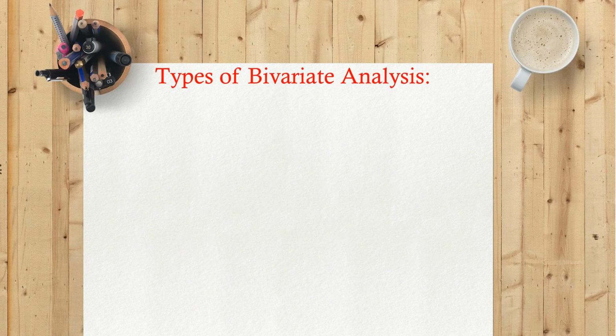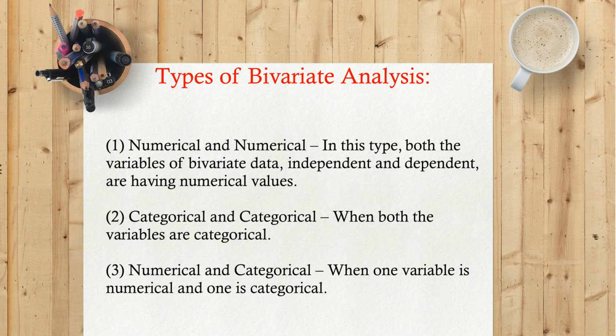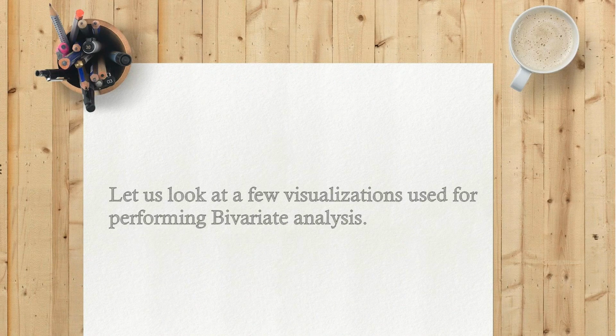Types of bivariate analysis. 1. Numerical and numerical. In this type, both the variables of bivariate data, independent and dependent, have numerical values. 2. Categorical and categorical. When both the variables are categorical. 3. Numerical and categorical. When one variable is numerical, and one is categorical. Let us look at a few visualizations used for performing bivariate analysis.